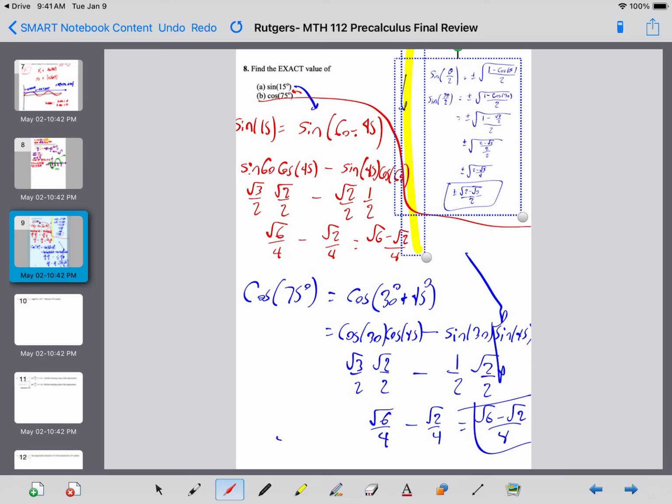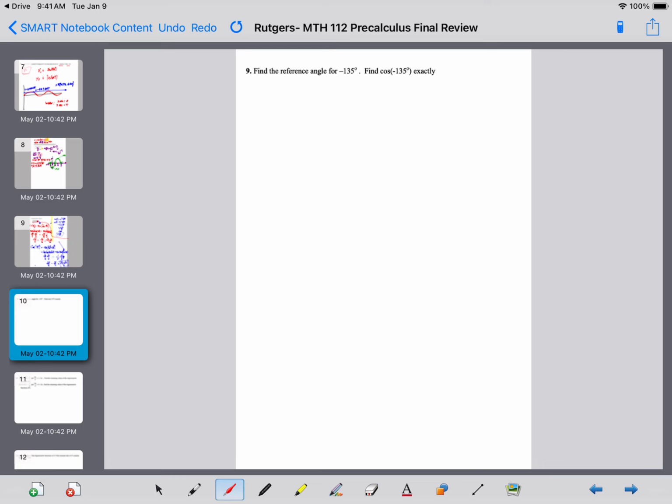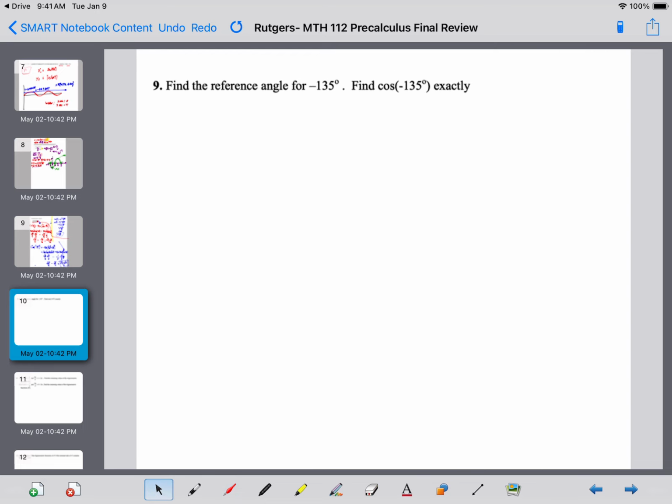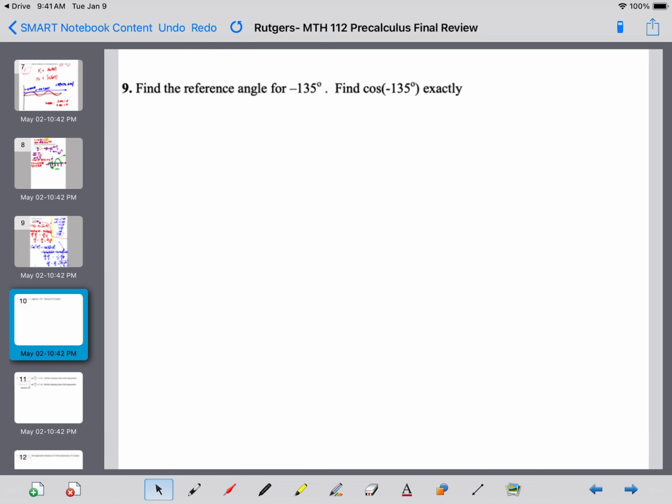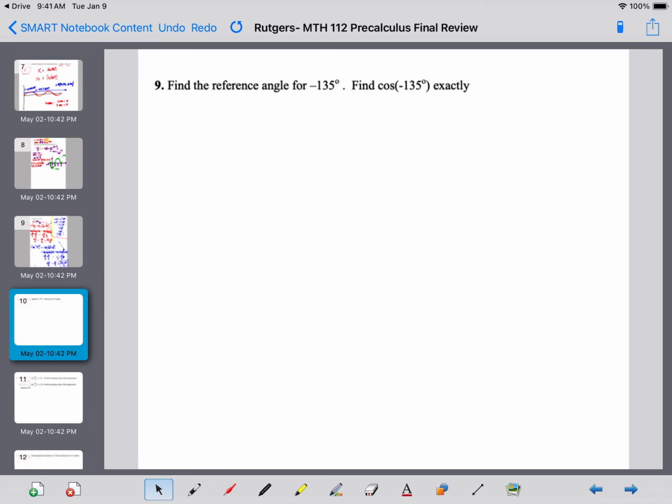I would like to get to question 10. So let me try to do this. Hopefully the video doesn't cut out because it's so long. Find the reference angle for negative 135 degrees. So first I would find the coterminal angle between 0 to 360. So I'm going to add 360 plus negative 135.